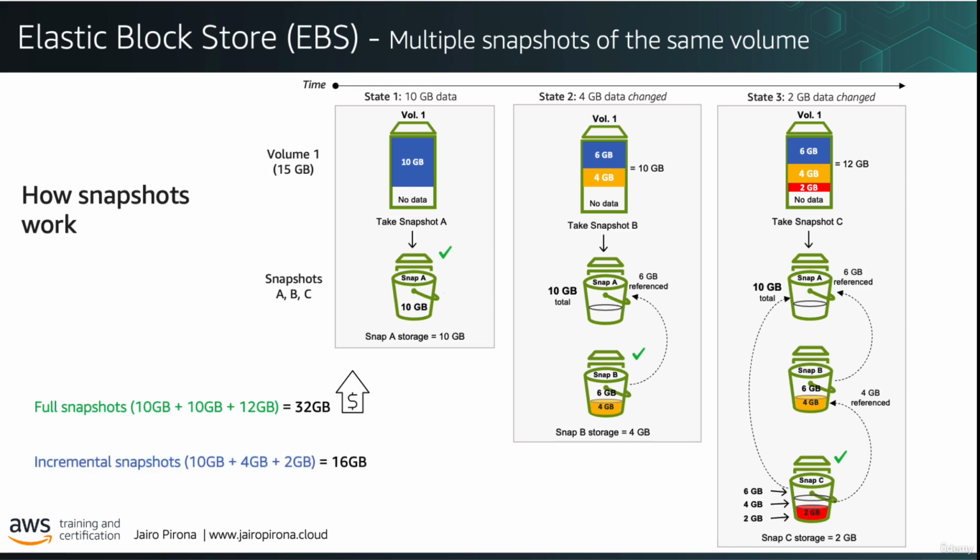On the other hand, with incremental snapshots, the total storage needed is 10 plus 4 plus 2 gigabytes, for a total of 16 gigabytes. Incremental snapshots save the time needed to create the snapshot and also save storage costs. Now, this was all based on incremental snapshots of the same EBS volume. But how do incremental snapshots of different volumes work? Let's briefly look at this graphically.